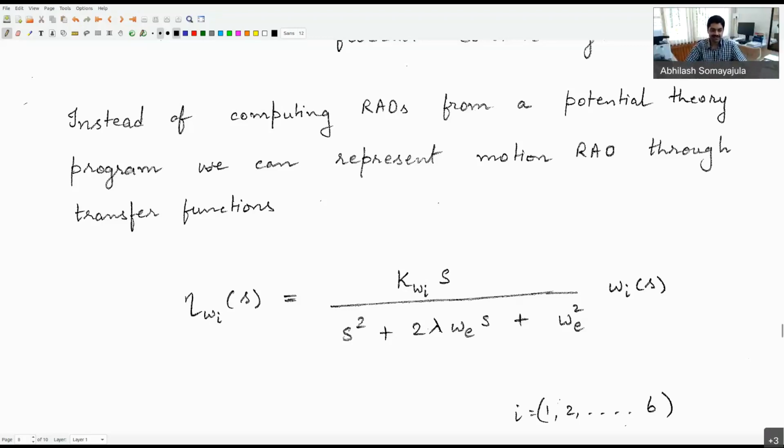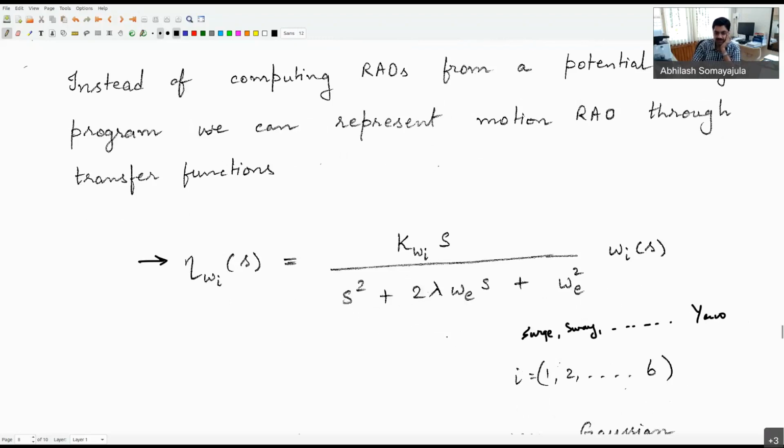So the idea here is that we want a representative system for each of the modes, so as i goes from 1 to 6, I have surge, sway, heave, roll, pitch, and finally yaw. For each of them, I'll have a system like this. If I wanted to write down the corresponding differential equation for this transfer function which you are seeing here, can you write it down? What will it look like?